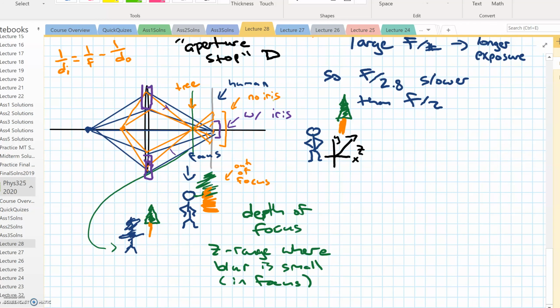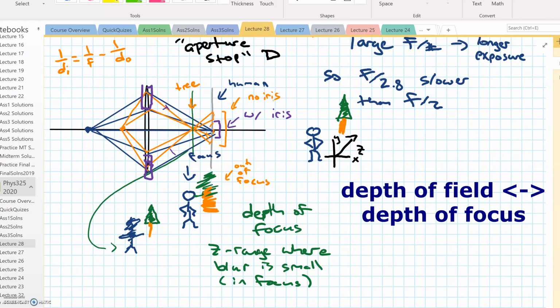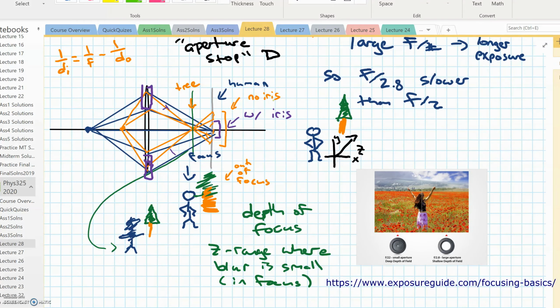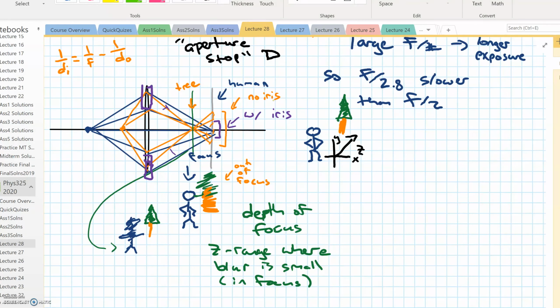So by decreasing your aperture stop diameter, therefore increasing your F number, you get a slower lens, but you get a longer depth of field. And you can get images with very, very large depths of field. It looks very neat. But you have to expose them longer, typically. So that's the other way to control your image.